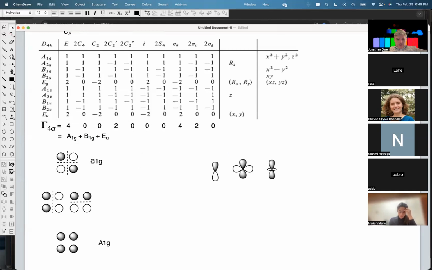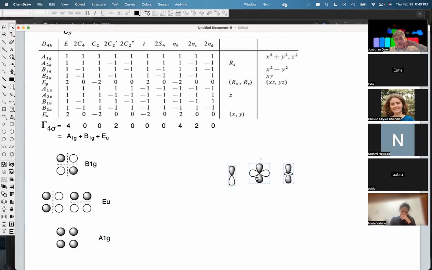This guy here kind of looks like dx squared minus y squared might. And the one in the middle looks like a p orbital. A p orbital has one node, the left side and the right side have opposite sign. Okay, so you can guess what the ligand orbital combinations might look like just if you have a simple symmetric shape like this. Okay? And then you can assign those their point group symmetry if you want.